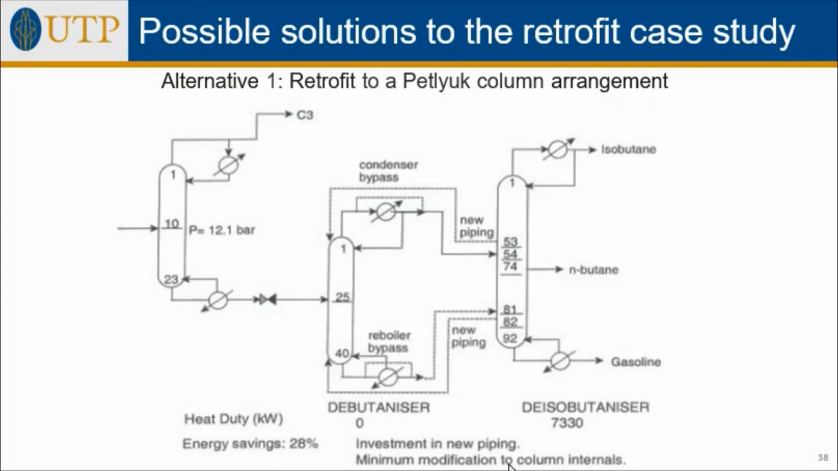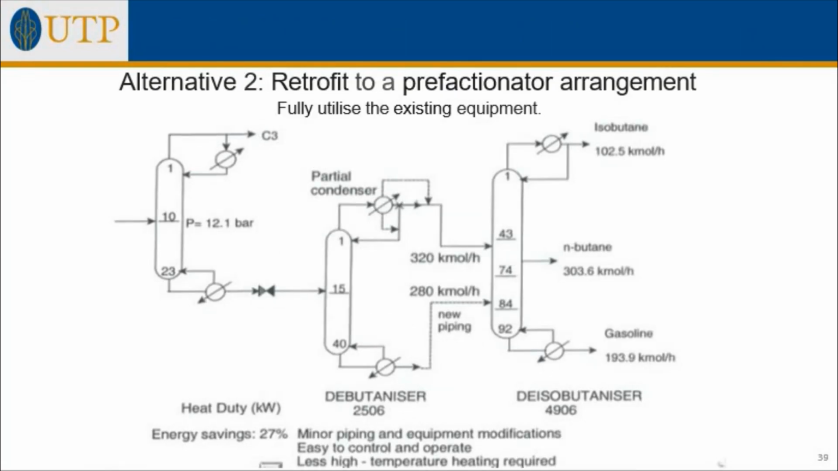And it involves, as I mentioned just now, the new piping and minor modification to the column internal only. On the other hand, alternative 2 is a retrofit to a prefractionator arrangement by fully utilizing the existing equipment of the debutanizer and the isobutanizer. As shown in this slide, you can see these two equipments already arranged in the prefractionator arrangement. The heat duty for the debutanizer is reduced to 2,500 and the heat duty for the isobutanizer is reduced to 4,900. The total energy saving is 27%, which is only 1% lower compared to alternative 1.